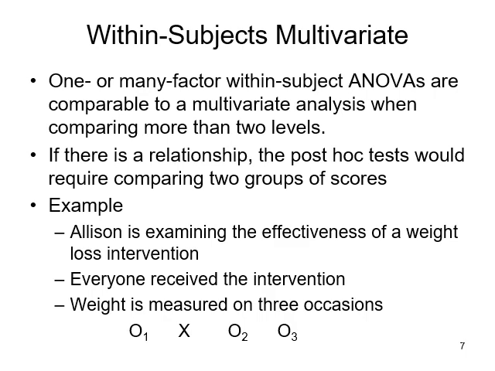So in the example, Allison is examining the effectiveness of a weight loss intervention. Everyone receives the intervention, and weight is measured on 3 occasions. So this is a within participant design, where it's the same people that are measured at time 1, they are then given an intervention, and then they're measured at time 2, and then at time 3. Now, as long as the assumptions aren't violated, this is the perfect example of when we'd use a within subjects ANOVA. But what if we find out that the assumption of sphericity is violated?